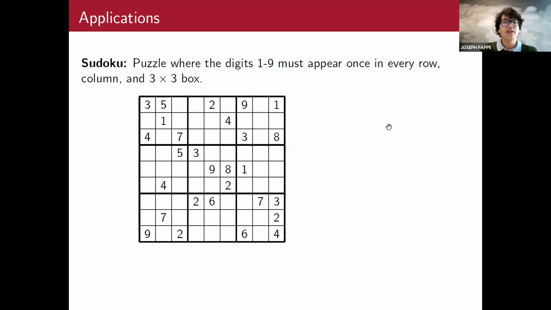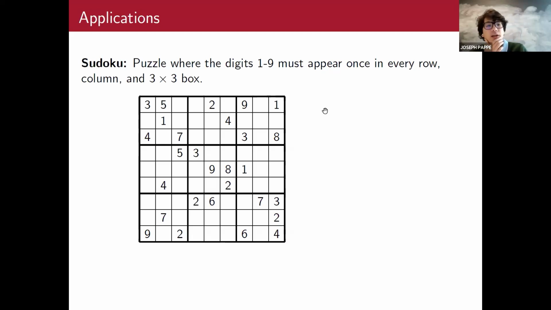Then you have to use logic to fill in the rest of the grid. So for instance, if we look at this grid here, we have a 4 in this box and a 4 in this box. And both of these 4s peer into this third 3 by 3 box in the upper right-hand corner. Meaning that the 4 in this 3 by 3 box can't be in the second row and can't be in the third row. So a 4 has to be between the 9 and the 1. And using these logical principles, one would have to fill out the rest of this grid.